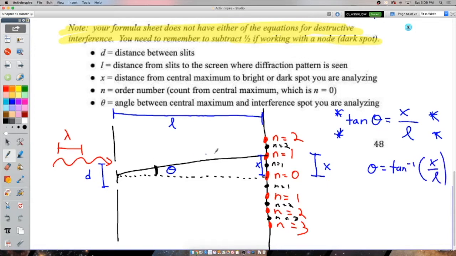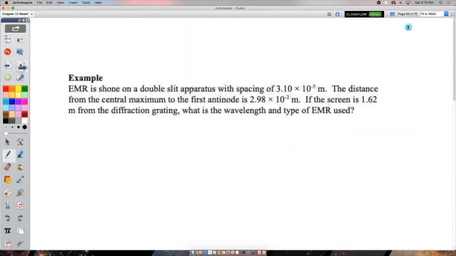We're just looking at this triangle here, right? So this is L, this is x, the distance from the central antinode to the bright spot. Okay, so now that we've defined our variables, let's just jump in. So EMR is shown on a double slit apparatus with a spacing of 3.1 times 10 to the negative 5 meters. So what is that number? Well, that's d. That's the slit spacing. The distance from the central maximum to the first antinode is 2.98 times 10 to the minus 2 meters.